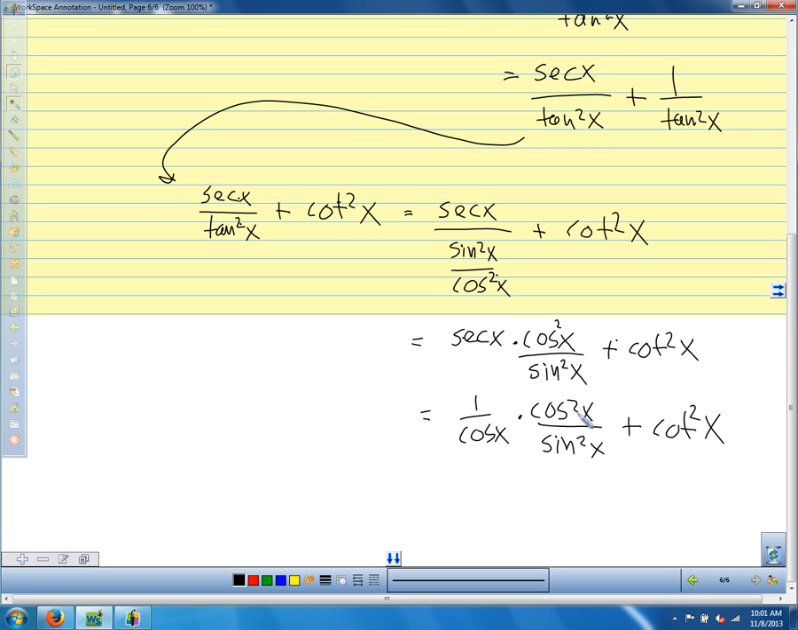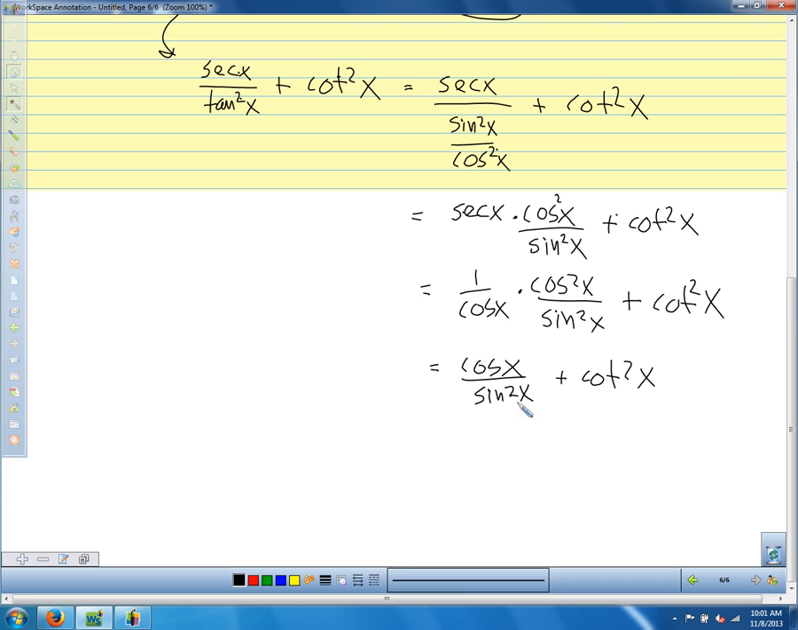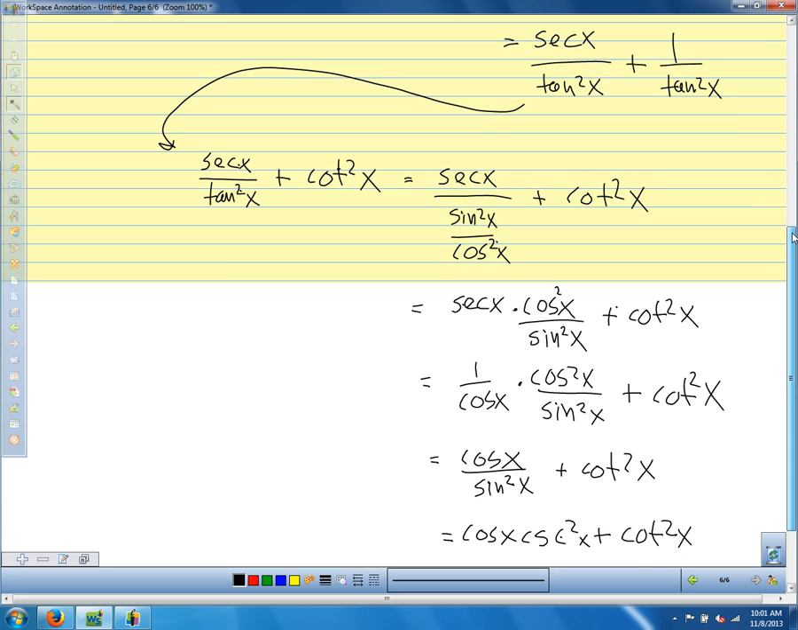One of these cosines cancels in the numerator and denominator, so I get cosine x over sine squared x plus cotangent squared x. And how can I rewrite 1 over sine squared x? Cosecant squared. So this is cosine x cosecant squared x plus cotangent squared x. I forgot my x here. So now I've rewritten that so it is not a fraction. Took a fair amount of work, but it's not a fraction now. But this all comes from using our identities, manipulating our identities.